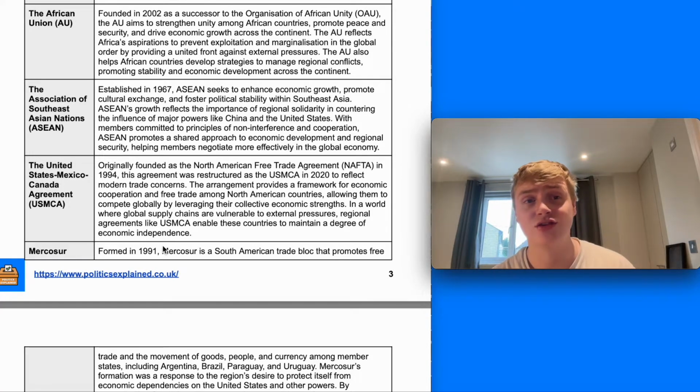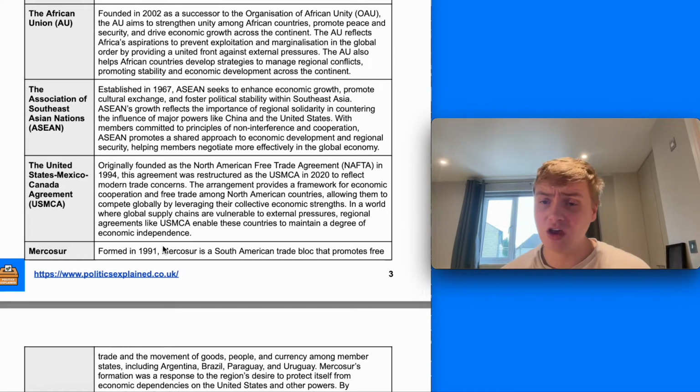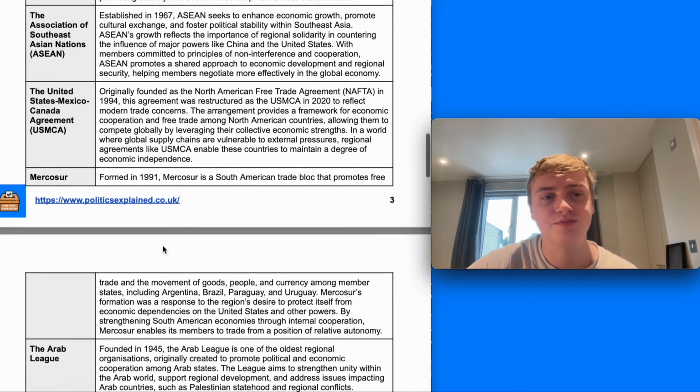It reflects Africa's aspirations to prevent exploitation and marginalisation in the global order by providing a united front against external pressures. Whilst it also helps with development strategies and regional conflicts in Africa for countries.